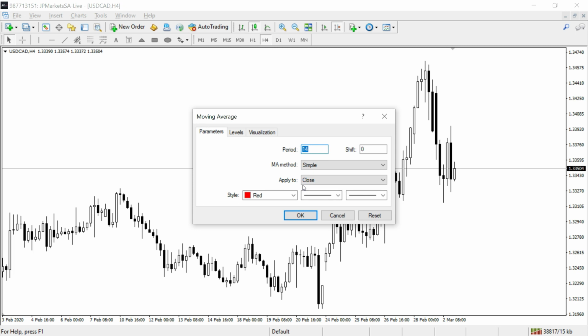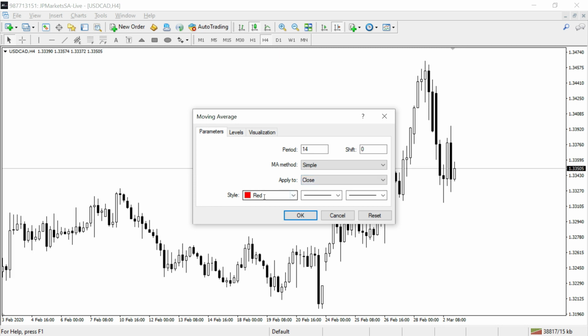By default under parameters, your period is set at 14, your shift at 0, your moving average method at simple. There are other methods such as exponential, smoothed, and linear weighted, which at this point are just equations trying to solve the same problem. So by default, we're going to go with simple. Apply to, you can apply to closing price, open price, the highest prices, the lowest prices, or the median prices. Again, at this point, same thing, trying to solve the same problem.